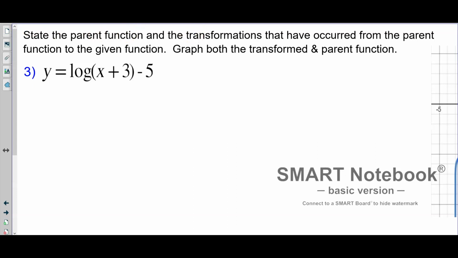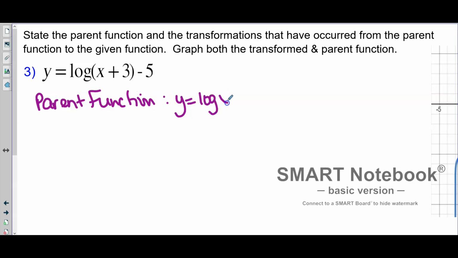Okay, so the first thing we're going to do for this problem is we're going to state the parent function and the transformations, and then we're going to graph both the parent function and the transform function. So we're just looking at how to graph these transformations. Okay, so the parent function is your most basic function before you do any transformations. So in this case, the parent function would be y equals log of x. There's no base, so it's understood to have a base of 10.